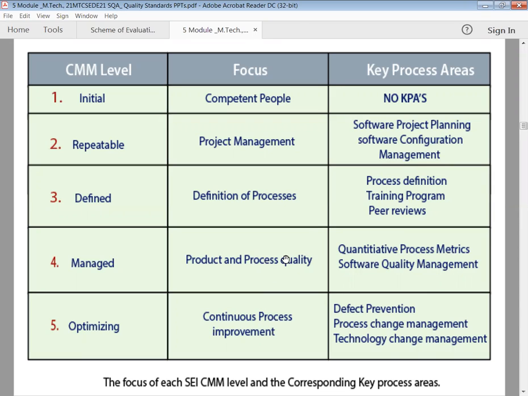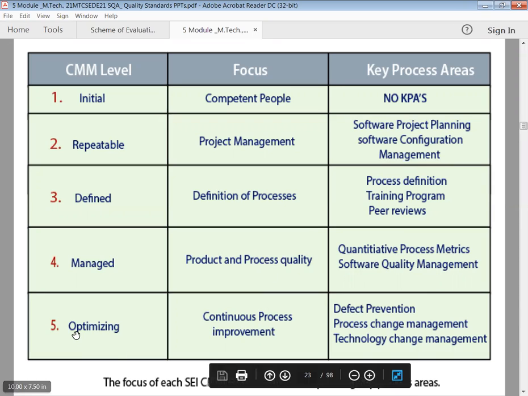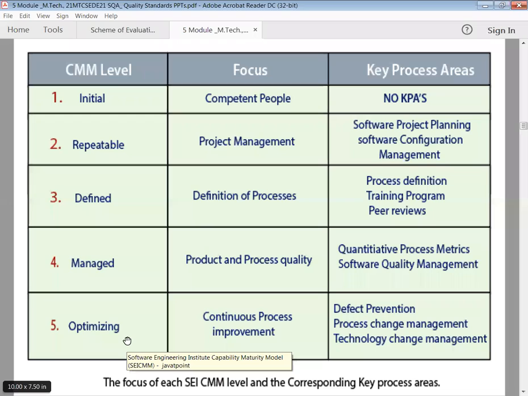And if you take the fifth level, optimizing, the optimal means, I think you might have studied it in software research methodology. So what is optimization? What is optimization?